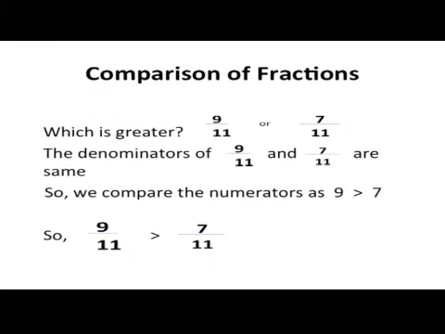Now, which is greater here, 9 by 11 or 7 by 11? The denominators of 9 by 11 and 7 by 11 are the same. So, we compare the numerators. As 9 is greater than 7, we have 9 by 11 greater than 7 by 11.